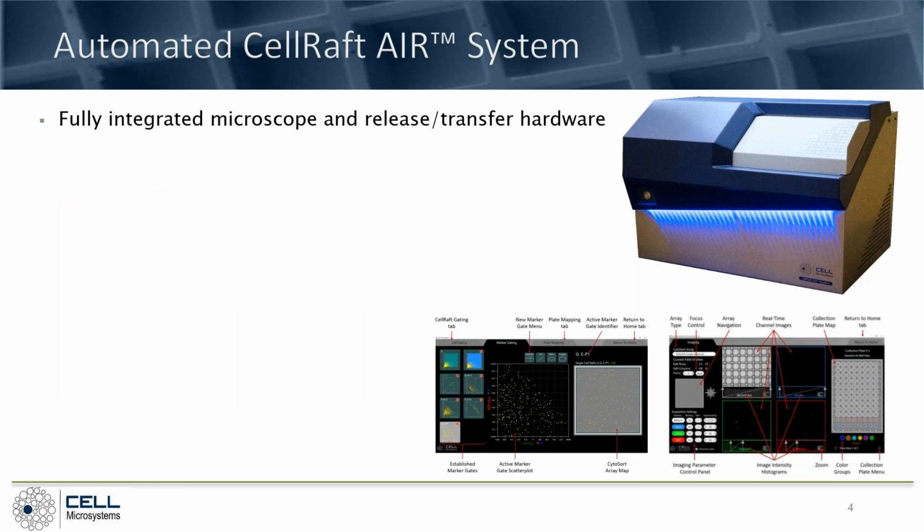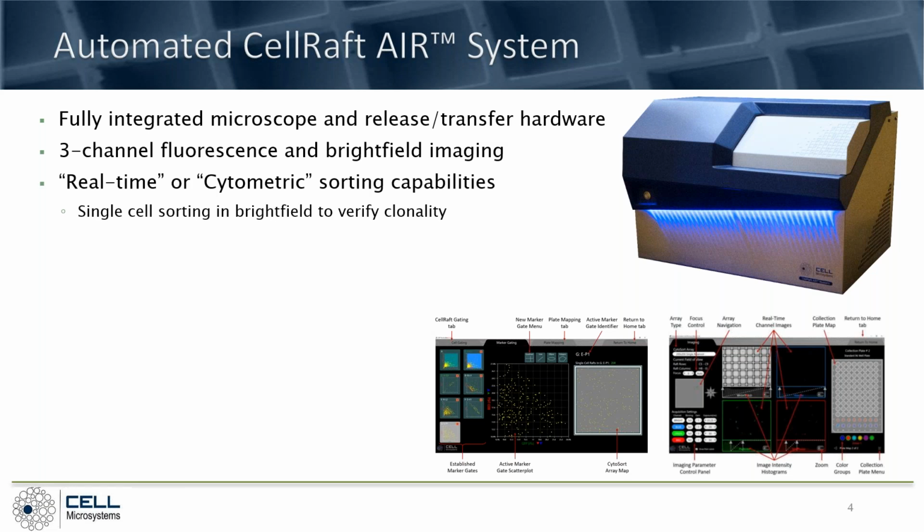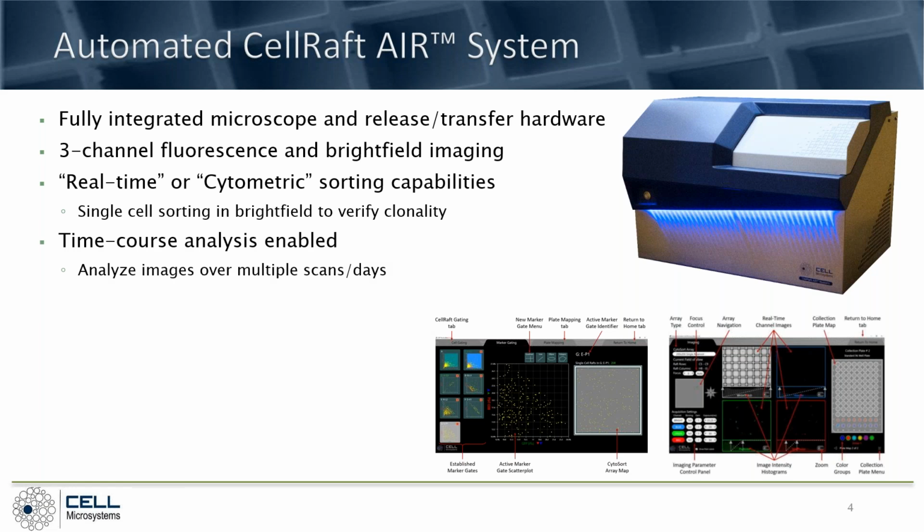So our automated version of the CellRaft technology is called the AIR System, which has a fully integrated microscope with release and transfer hardware. We have 3-channel fluorescence as well as bright field imaging. And we have 2 main run modes here, so real-time or cytometric, both of which have sorting capabilities. And we can sort single cells either in fluorescence or in bright field in order to verify clonality.